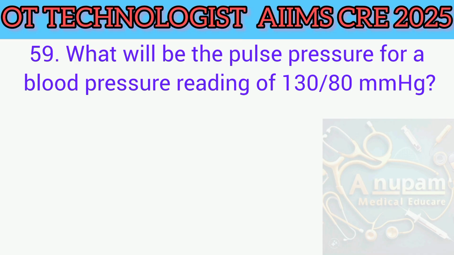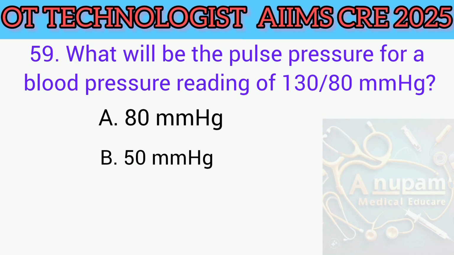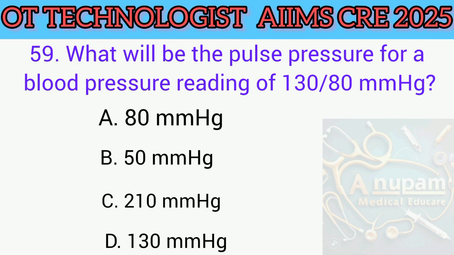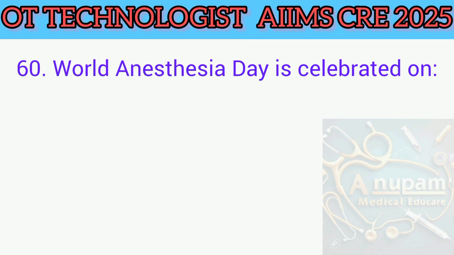Number 59. What will be the pulse pressure for a blood pressure reading of 130/80 millimeters of mercury? Option A. 80 millimeters of mercury. B. 50 millimeters of mercury. C. 210 millimeters of mercury. D. 130 millimeters of mercury. Right option, B.